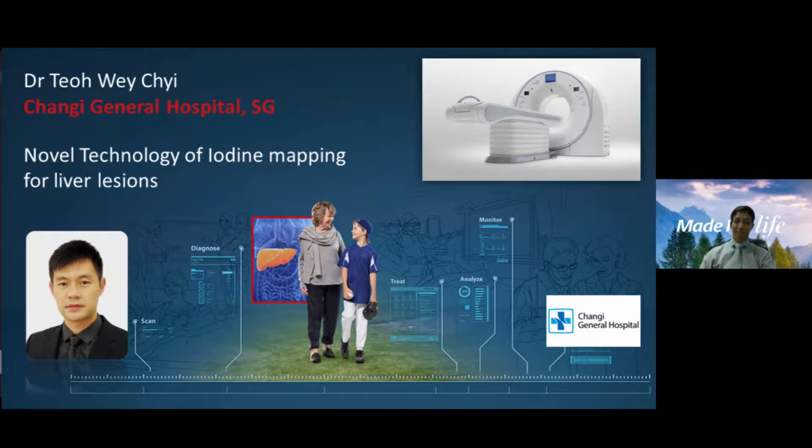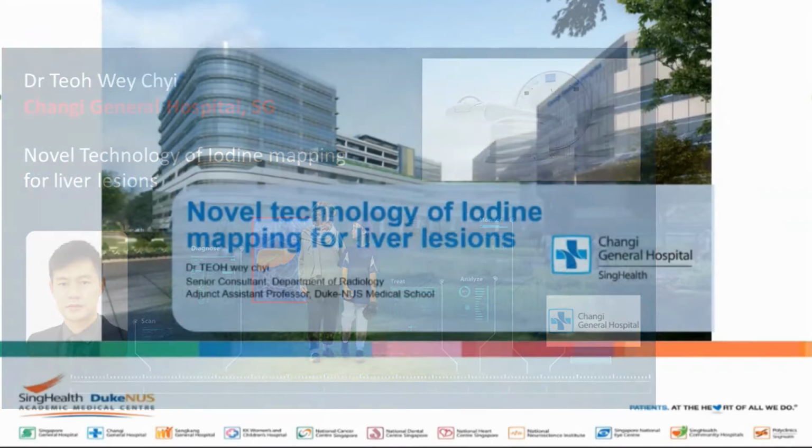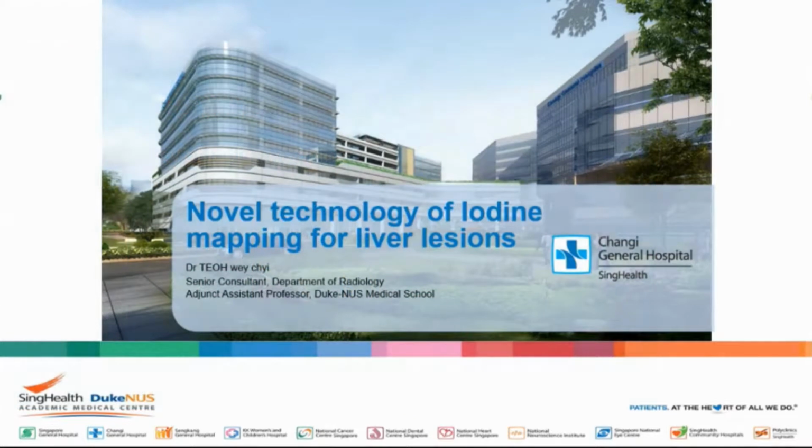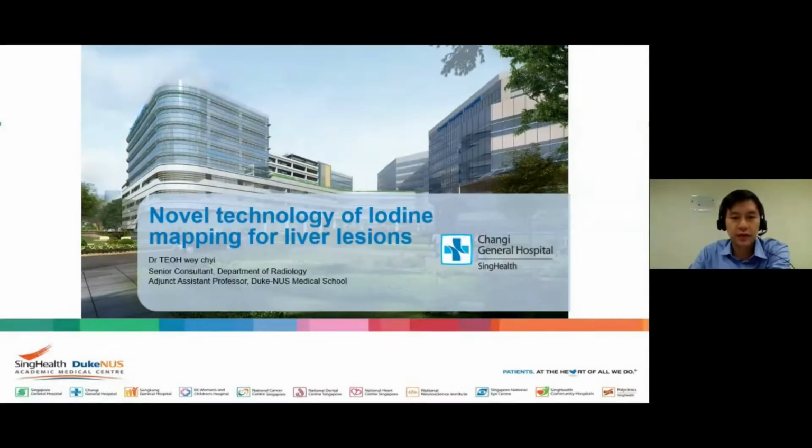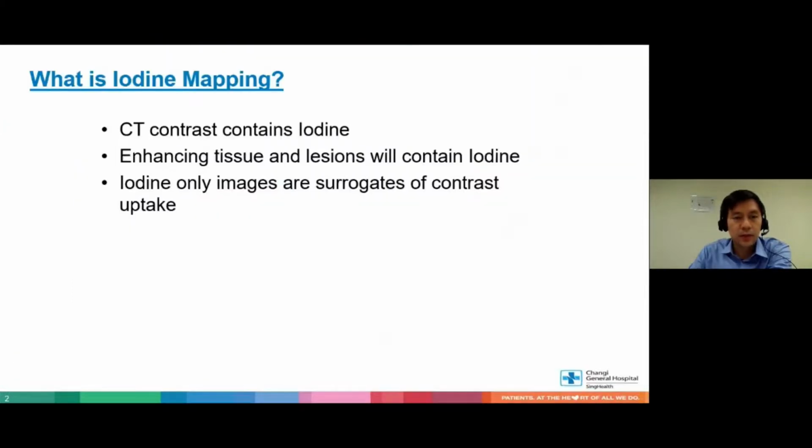Thank you very much. Very good afternoon. Thank you for joining me today. So today I'm going to talk about the novel technology of iodine mapping for liver lesions. So what is iodine mapping? I think anyone who does CT imaging will know that CT contrast contains iodine. Enhancing tissue and lesions will contain iodine. And so if we take iodine-only images, we realize that these are actually surrogates of contrast uptake.